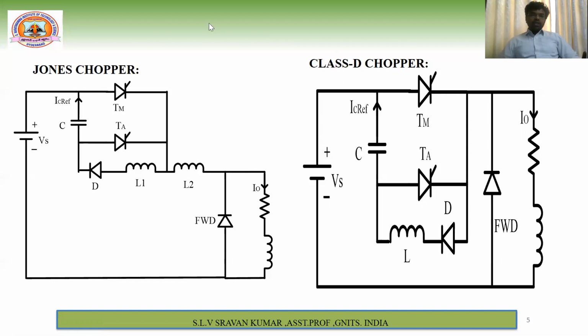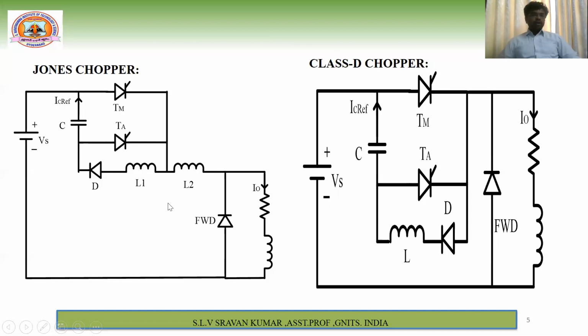Whatever operation I have discussed for the class D chopper, you please write down for the Jones chopper, same thing, no change. Even one point also not a change. Okay, so that is the thing. Only just add this L2. Understand what I mean? So this is about your Jones chopper. Please draw the same waveform, same explanation, no change anywhere, right?